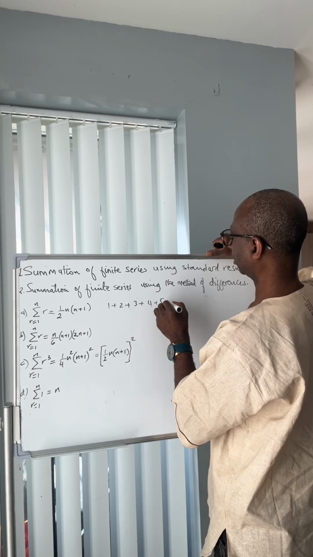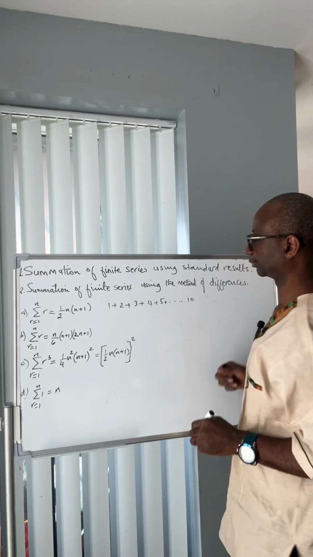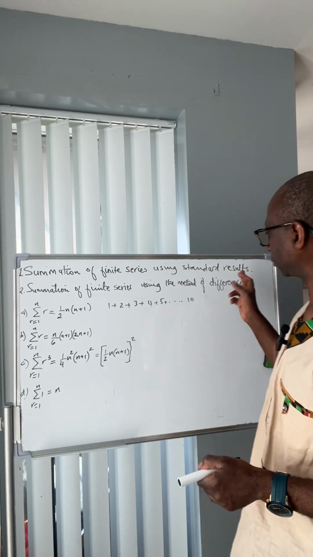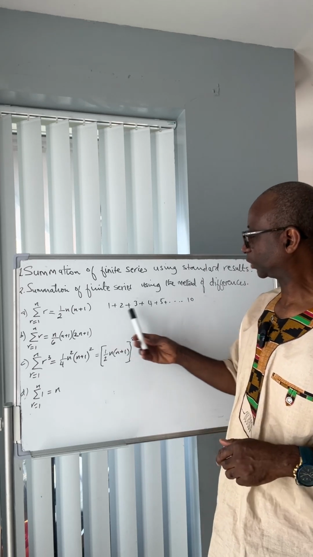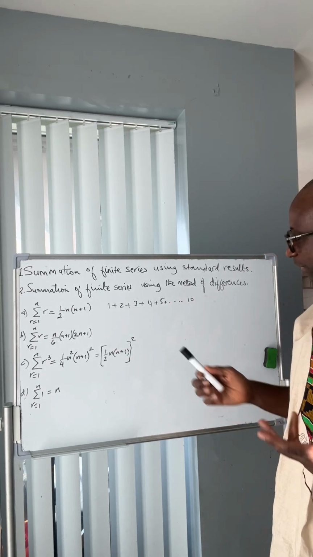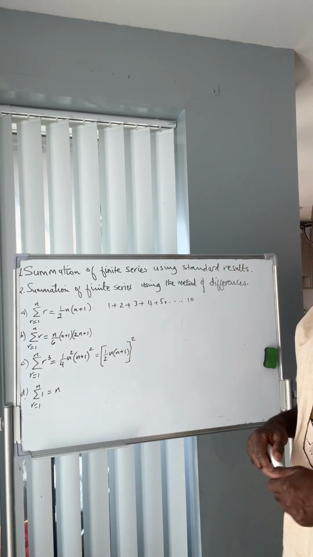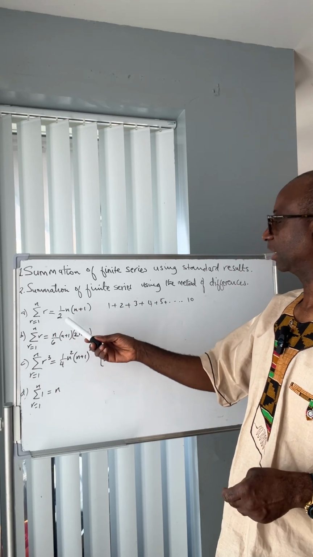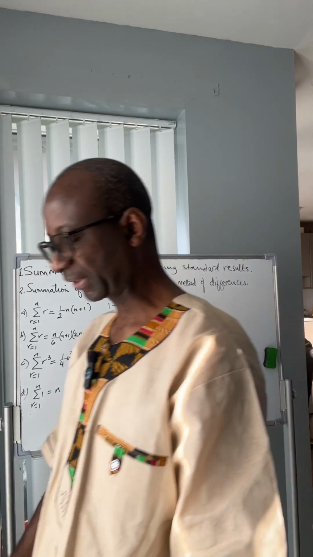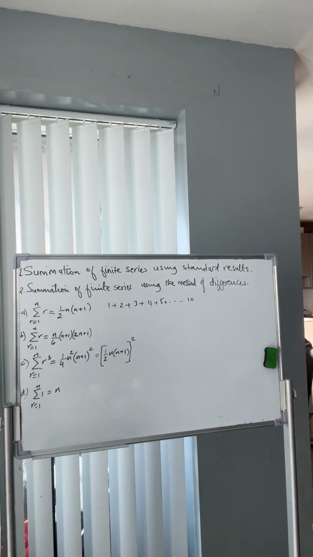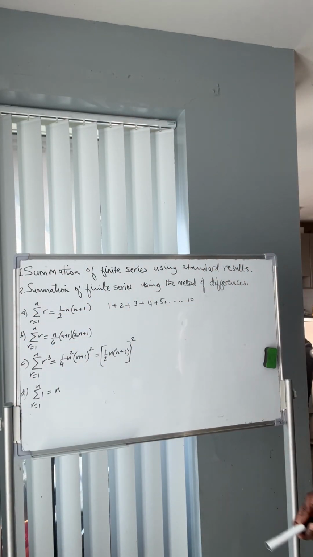say up to 10. It's finite, so you should have an end number here. So if you are asked to add this type of numbers here, the first natural numbers, then you use this formula. That's the standard result. This is the standard formula for finding the summation of the first natural numbers. These natural numbers are counting numbers 1, 2, 3, 4, 5, 6.